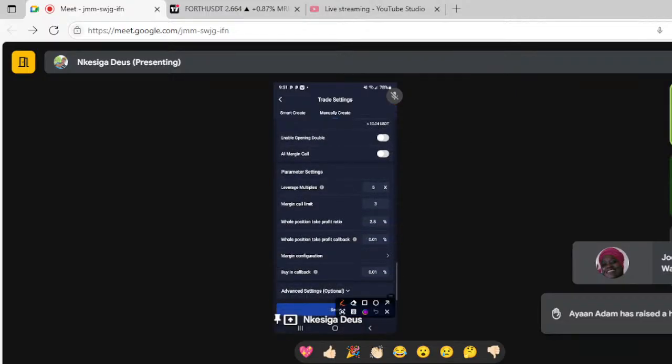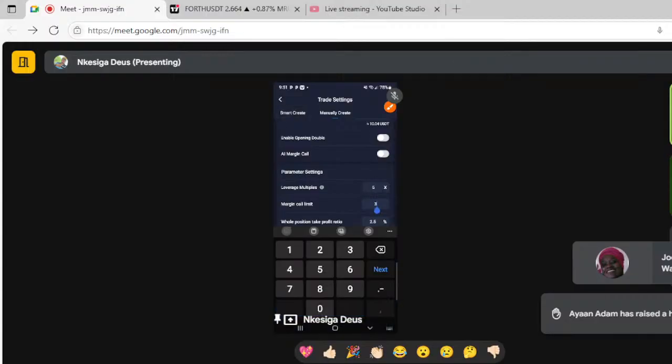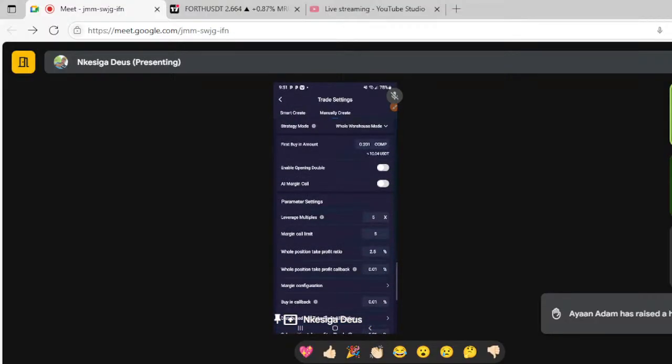So for now, we are going to use 5 margin calls, and our first buy is $10 here. On first buy, you put the quantity of the coin. Then down here, they will show you the amount you are going to use in dollars. Hope you are getting the point.